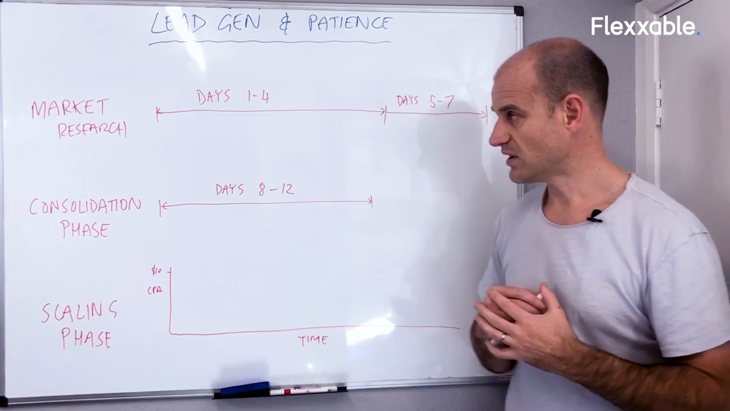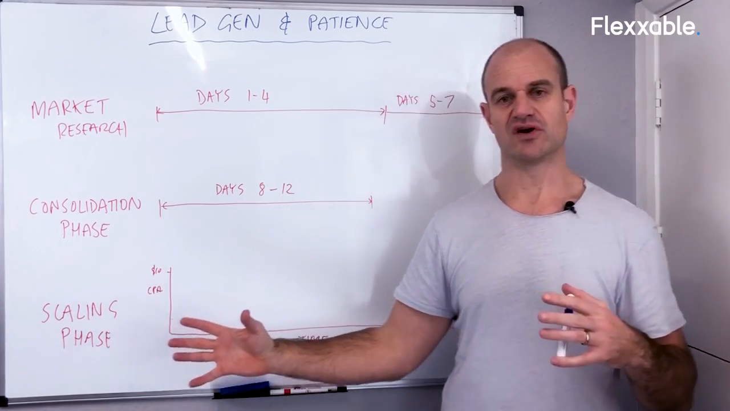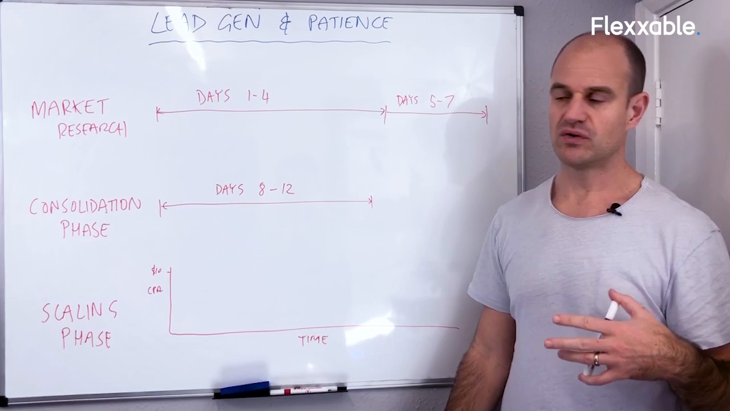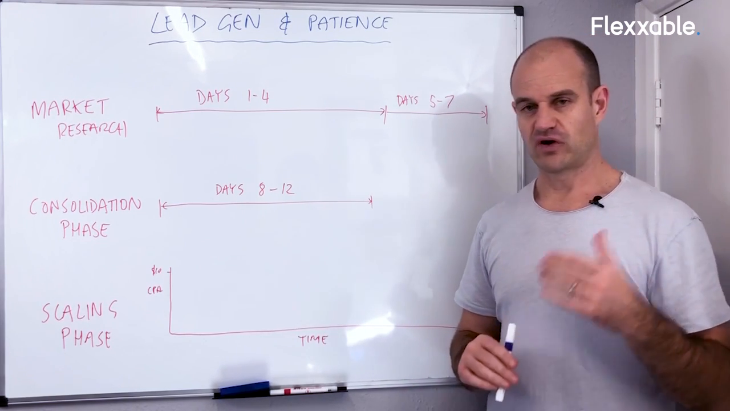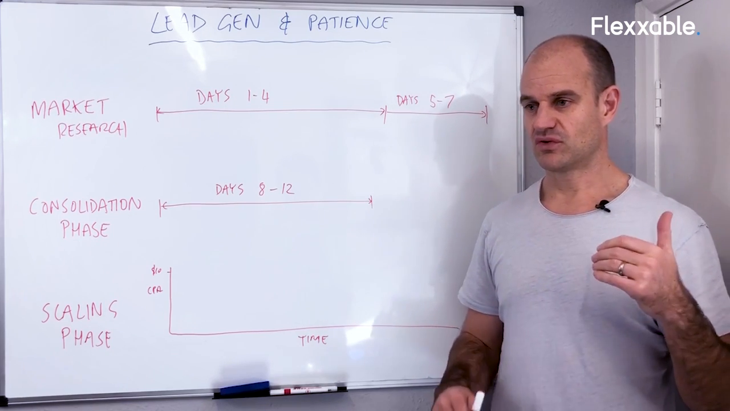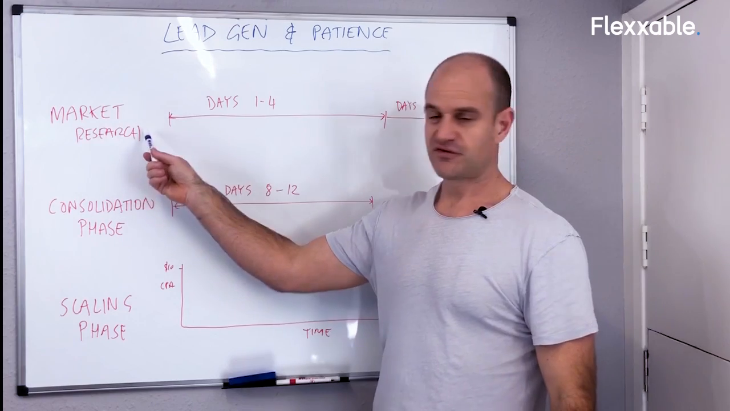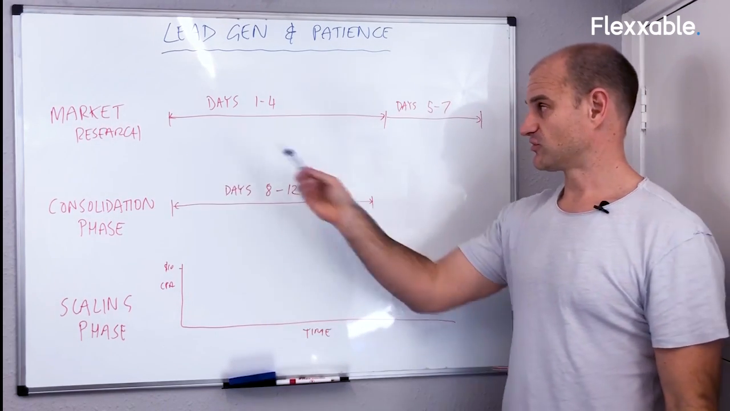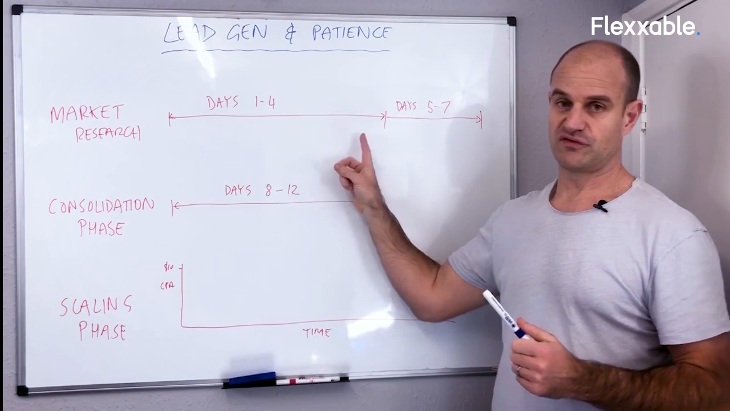So I wanted to talk to you about the phases that we have when we're entering a new industry or vertical, and how this works and what you can expect if you're trying cost per lead marketing and you're scared about how your cost per lead is going to vary and go up and down. The first phase when we're entering a new vertical is called the market research phase, okay? And that's days 1 to 4, all right?